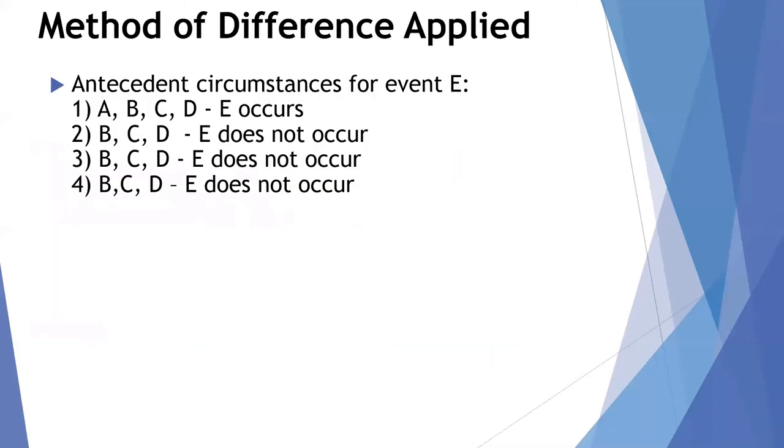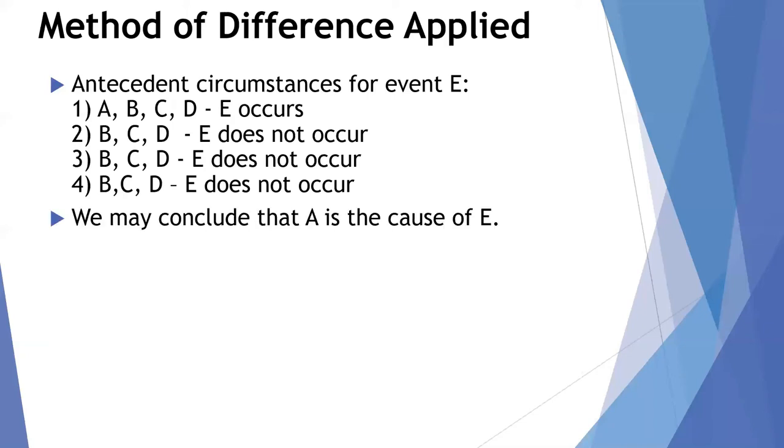So let's consider how we might apply the method of difference. So we have one case, number one, where the effect occurs, and then we have three cases, two through four, where it does not occur, and we're looking at these antecedent circumstances, and we can see that A is present in one, but lacking in the other three. So we conclude that A is the cause of E.